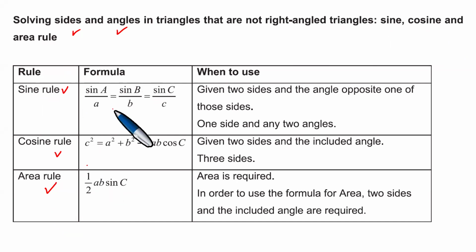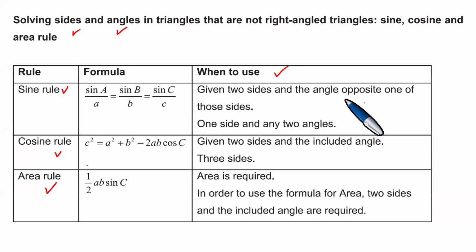The sine rule formula is sine A over a equals sine B over b equals sine C over c. Another formula is c squared equals a squared plus b squared minus 2ab cosine C. And the area formula is half ab sine C. When do we use these rules?